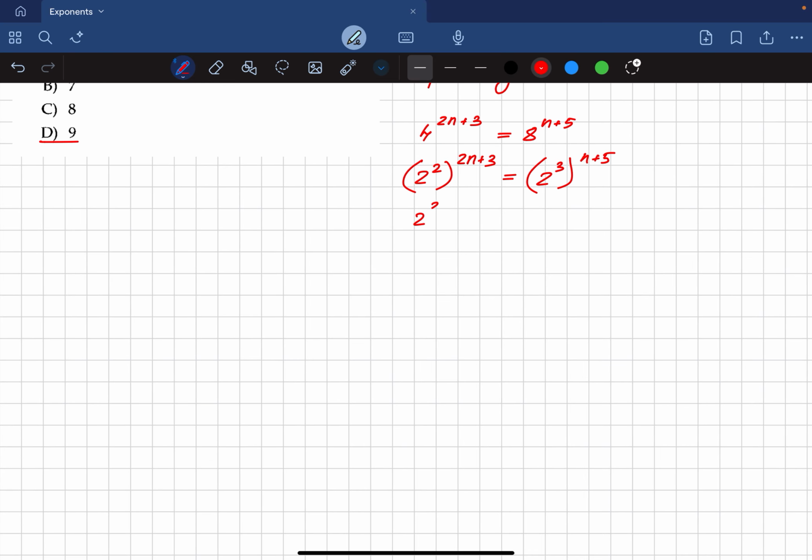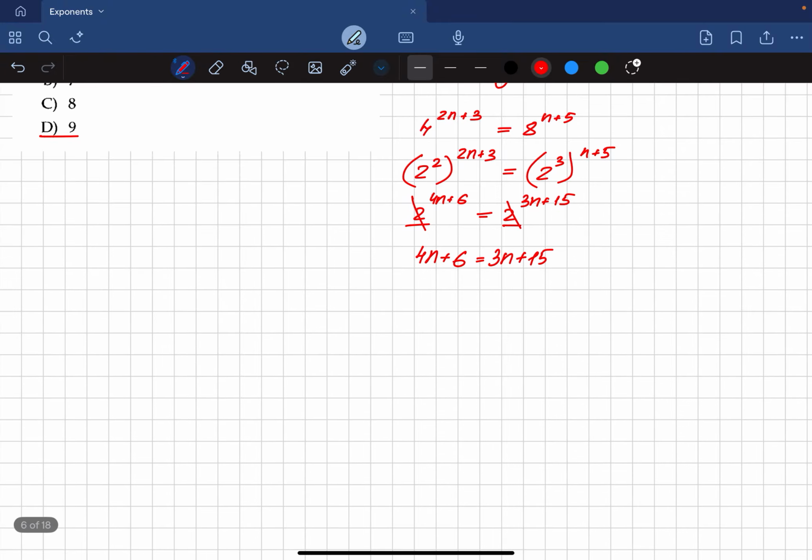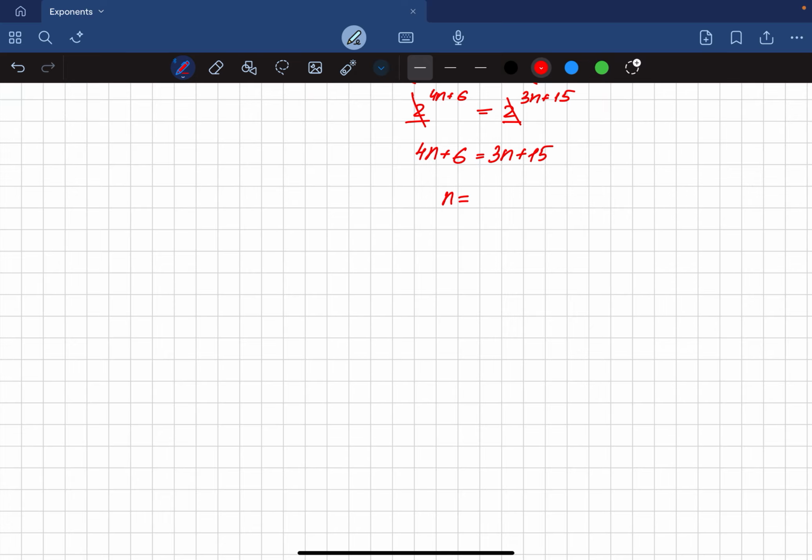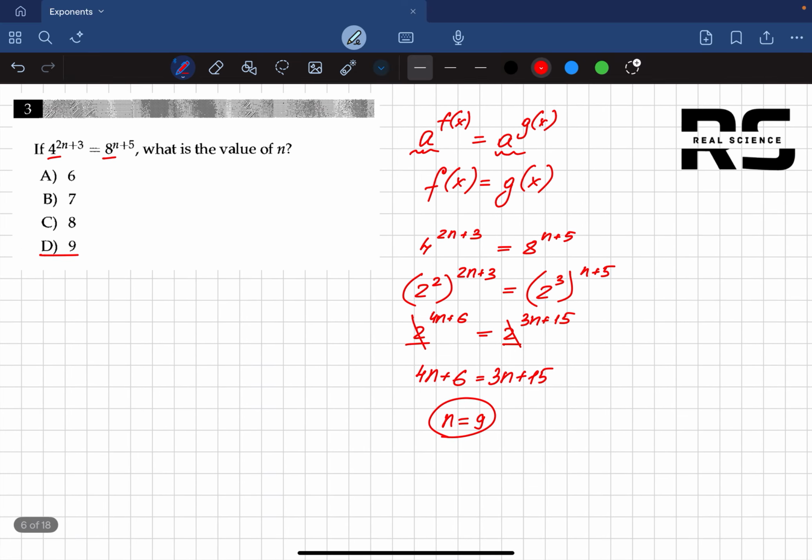That's going to be 2 to the power of 4n plus 6 is equal to 2 to the power of 3n plus 15. The bases are equal, so we can just cancel them out. So that's going to be 4n plus 6 is equal to 3n plus 15. That's going to be n is equal to 9. This is our answer.